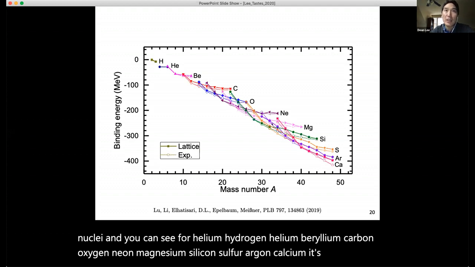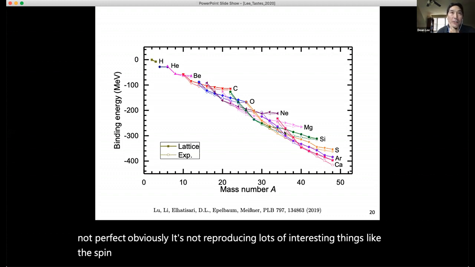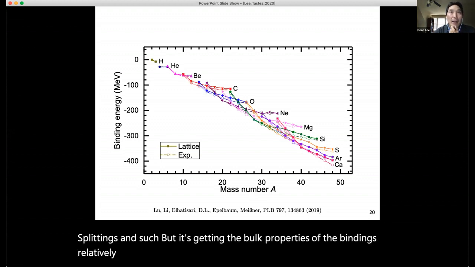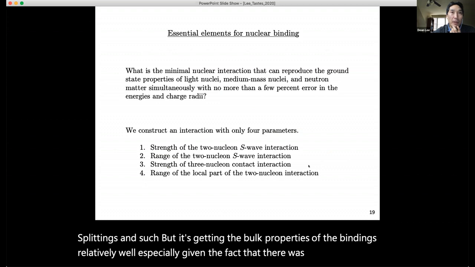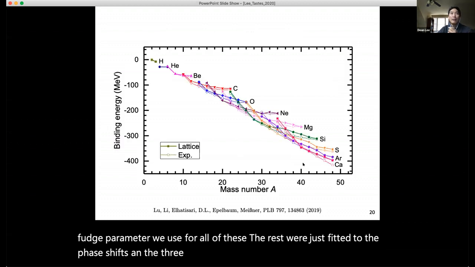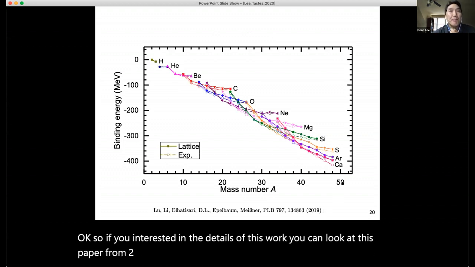It's not perfect, obviously. It's not reproducing lots of interesting things like the spin orbit splittings and such, but it's getting the bulk properties of the bindings relatively well, especially given the fact that there was essentially only one fudge parameter we used for all of these. The rest were just fitted to the phase shifts and the 3-body system. Okay, so if you're interested in the details of this work, you can look at this paper from 2019.